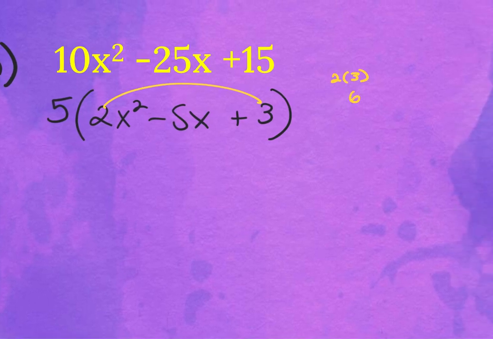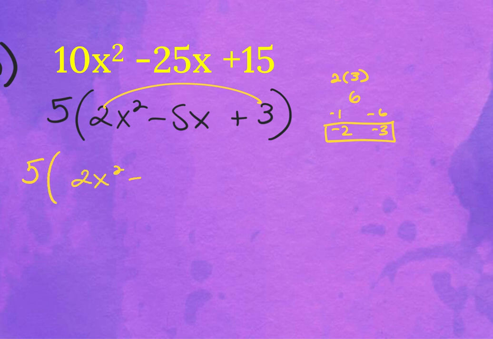Factors of 6 that sum to negative 5. So they have to be negative. Negative 1, negative 6, negative 2, negative 3. That's the one that sums to negative 5. So I'm going to replace the middle term, but don't forget that that 5 is on the front. So 2x squared minus 2x minus 3x plus 3. And then when I factor by grouping, watch your signs because that negative is on the 3.